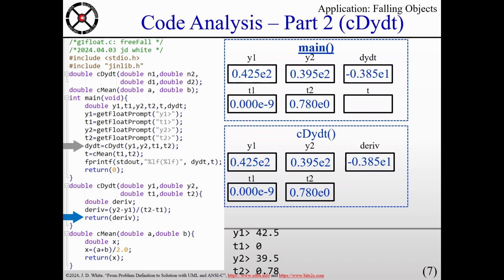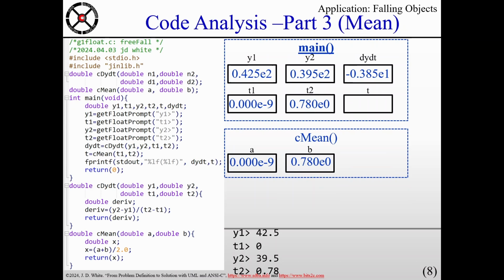And once it's finished returning, it disappears. Next, we call cmean. Okay, cmean is called, and as you can see in cmean, basically it copies T1 and T2 into A and B. It creates a variable x. It then does this calculation to put 0.39 into x after the calculation, and it returns this value to the main program, goes back to this main program.